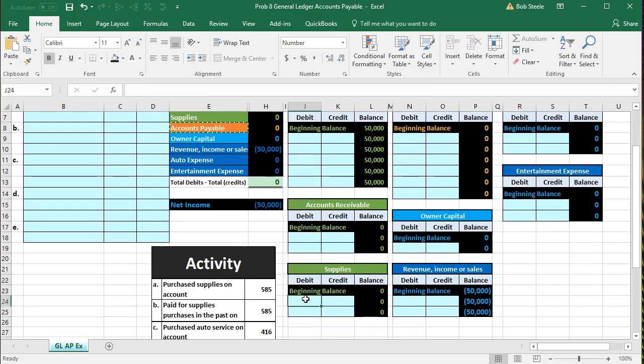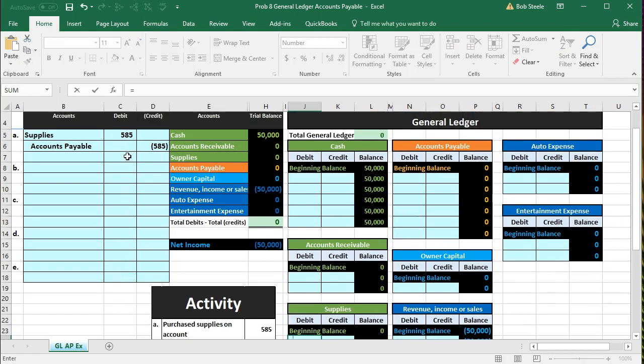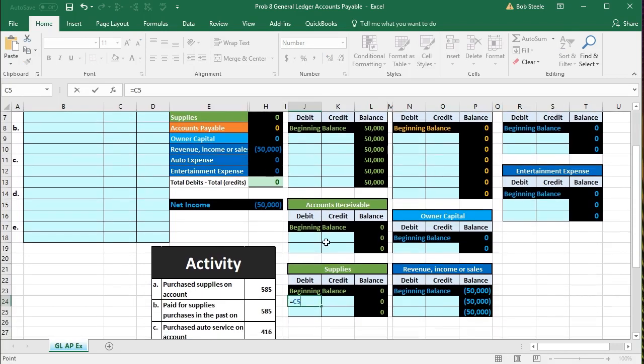We're going to be right here in J24. Now I'm going to say equals, and I'm going to scroll up just a bit so I can point to that 585. Scroll back down just a bit. You can also just type in equals C5, but I do recommend using formulas here. And that's when we hit enter, that's going to increase the supplies here. It's going to increase supplies on the trial balance, and it's going to put us out of balance here. So let's do that. There it is, 585 here, 585 here, 585 here.